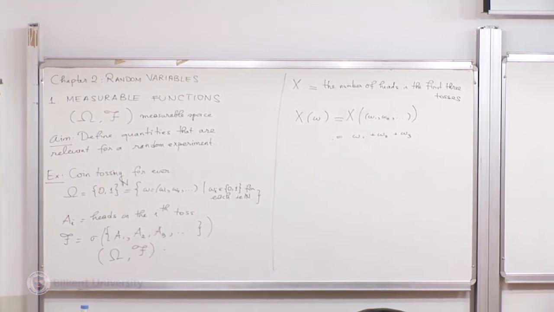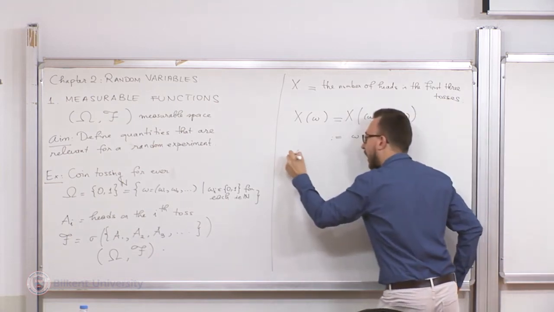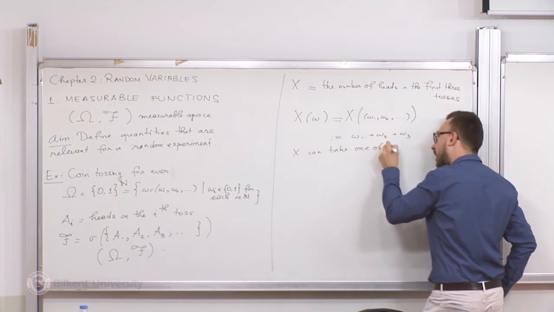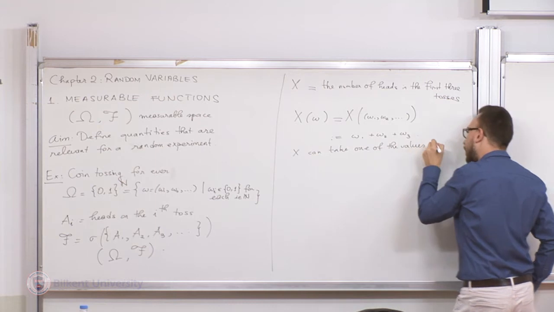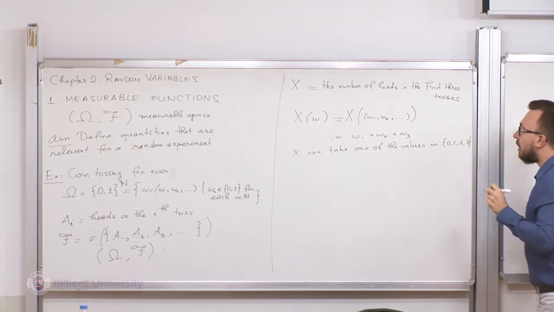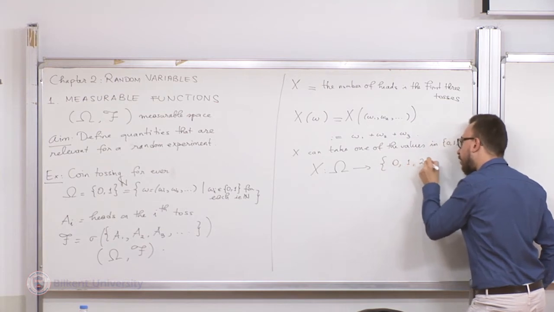So tell me the outcome. I tell you what the number of heads in the first 3 tosses is. What are the possible values of X? What are the possible values of X? 0, 1, 2, 3. Exactly. So X can take one of the values in {0, 1, 2, 3}. So X is indeed a function from Omega to the set {0, 1, 2, 3}.